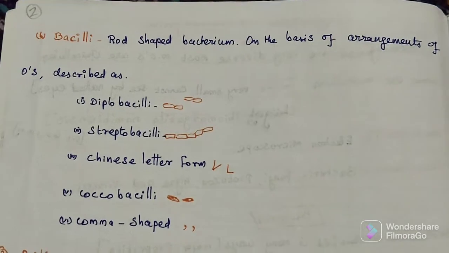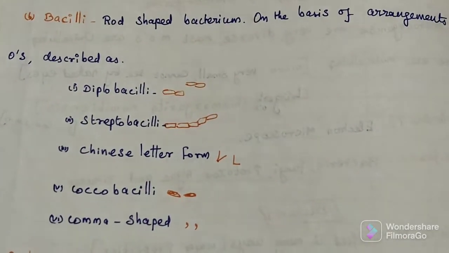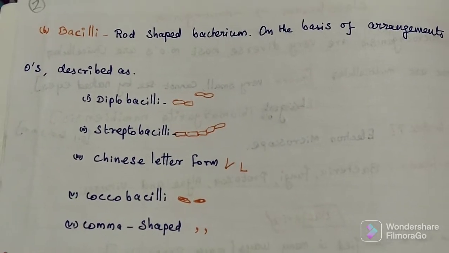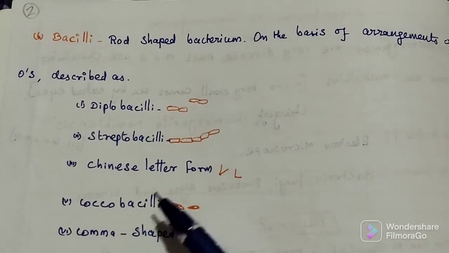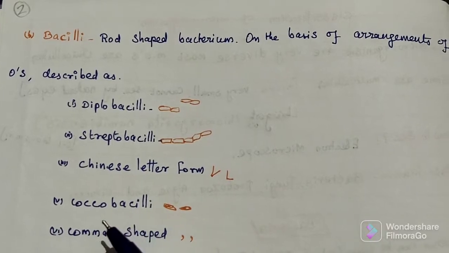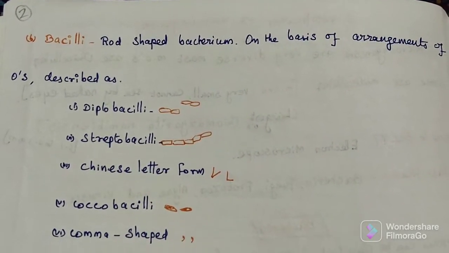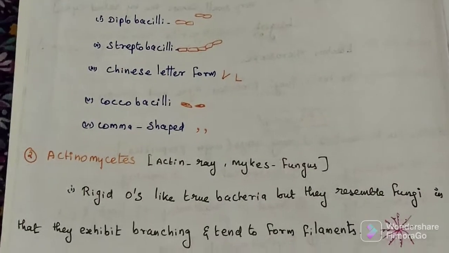On the basis of their arrangement, bacilli arranged in pairs are called diplobacilli. Arranged in chains means streptobacilli. They may be arranged like Chinese letters. Then they may be arranged as coccobacilli, rod and round shape together. Then comma shape bacterium.